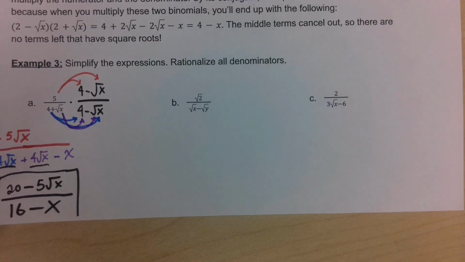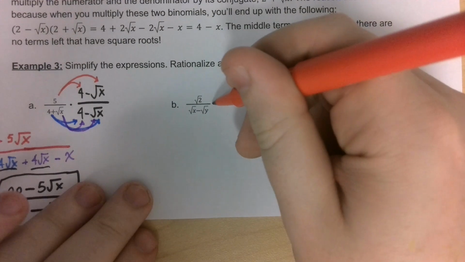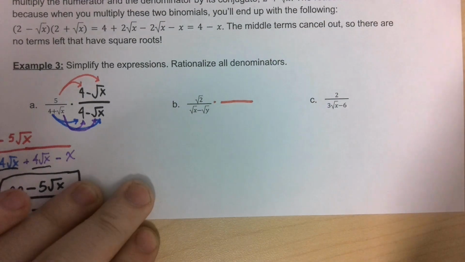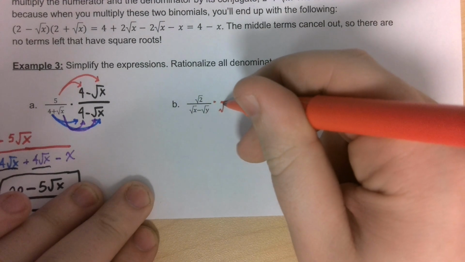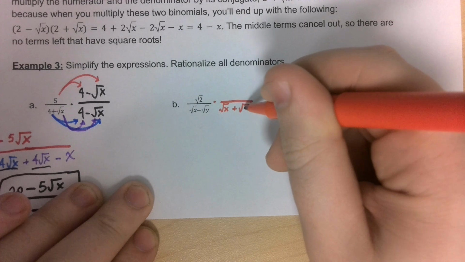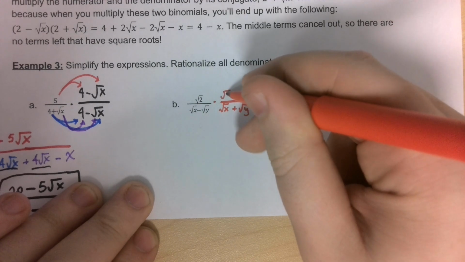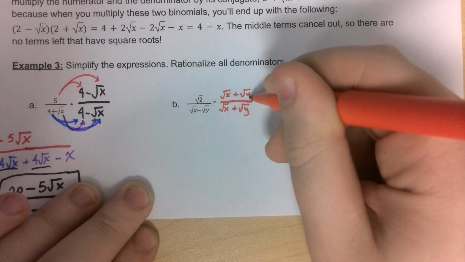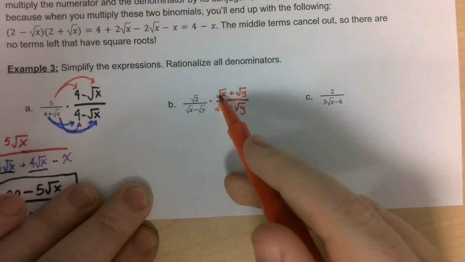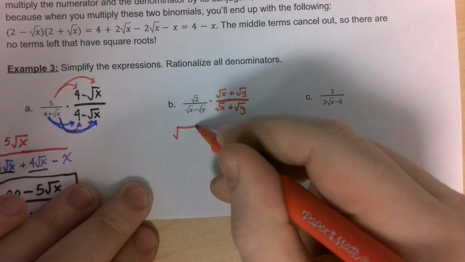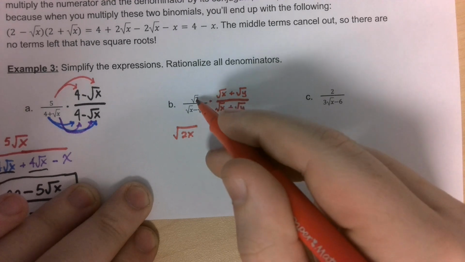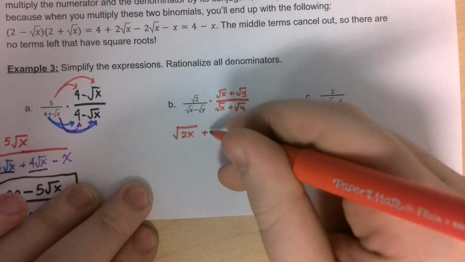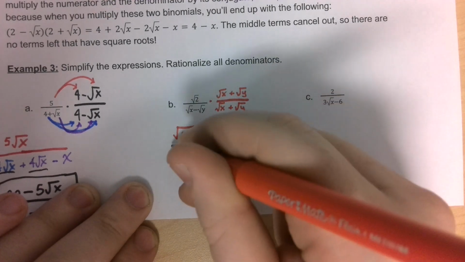Let's see if we can apply that knowledge to b. So b, we have a crazy denominator, the square root of x minus the square root of y. But what's the conjugate? The conjugate is the square root of x plus the square root of y. So we multiply the top and bottom by that. Square root of 2 times square root of x is square root of 2x. Square root of 2 times square root of y is square root of 2y.